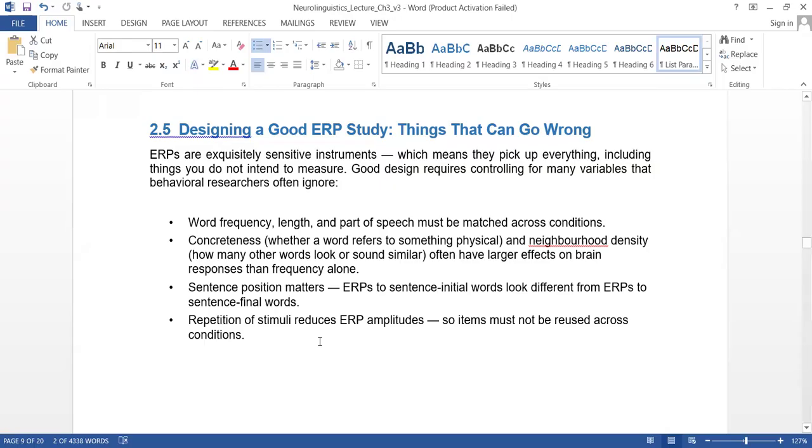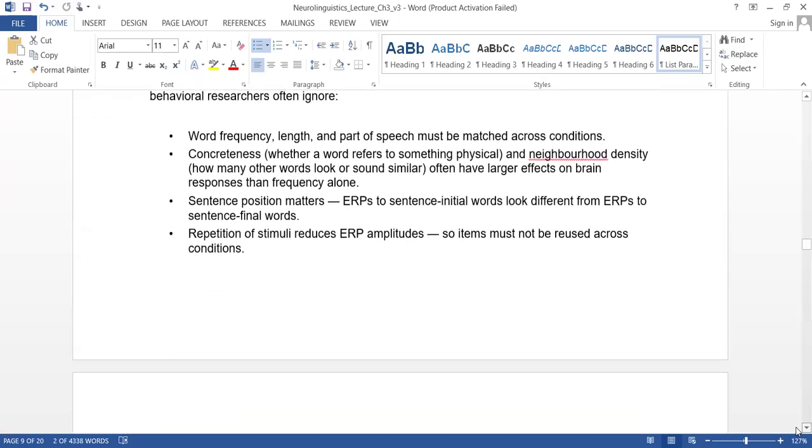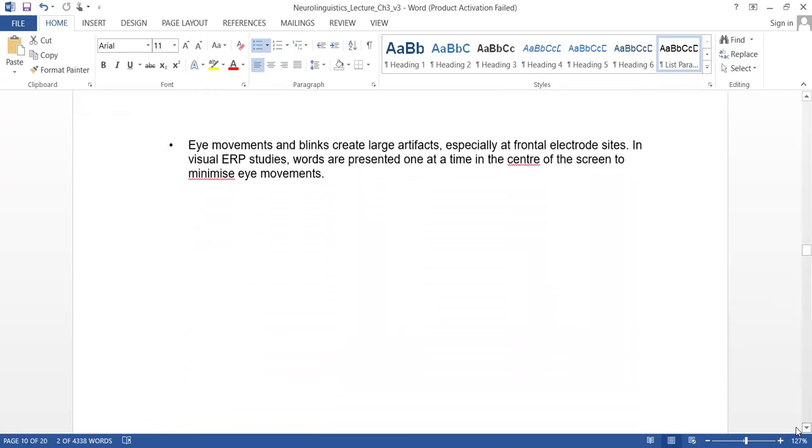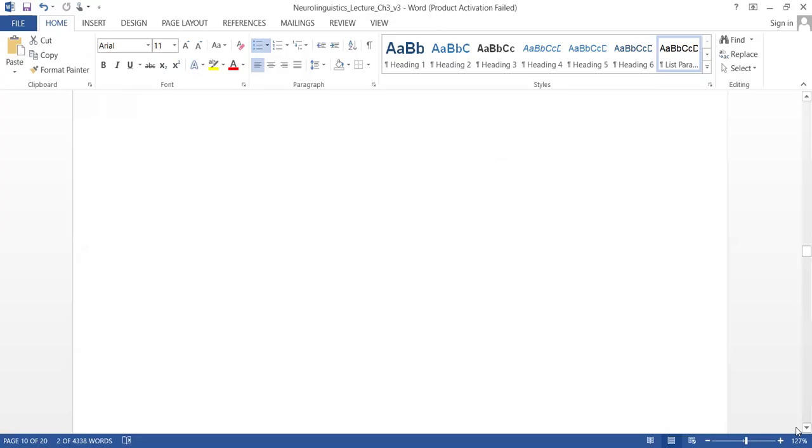Repetition of a stimulus reduces ERP amplitudes, right? So these are to be controlled. These things are to be controlled when you are engaged in any sort of experimental research because they are confounding variables, basically. Eye movements and blinks create large artifacts, especially at frontal electrode sites. So in a visual ERP study, words are presented one at a time in the center of the screen to minimize eye movements. So you also need to control for eye movement.